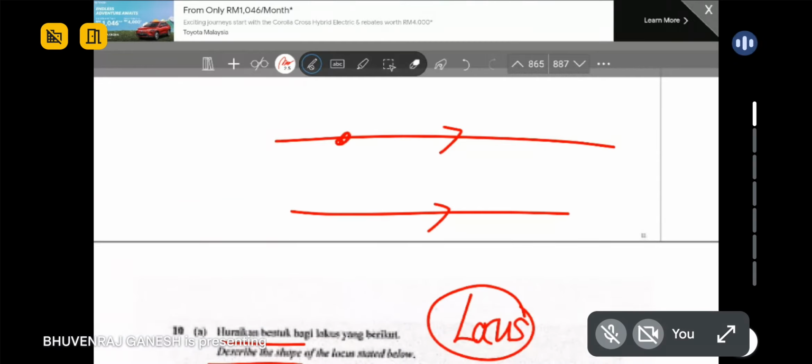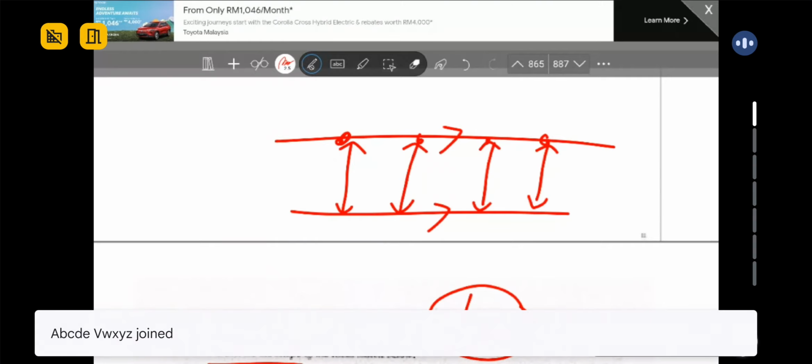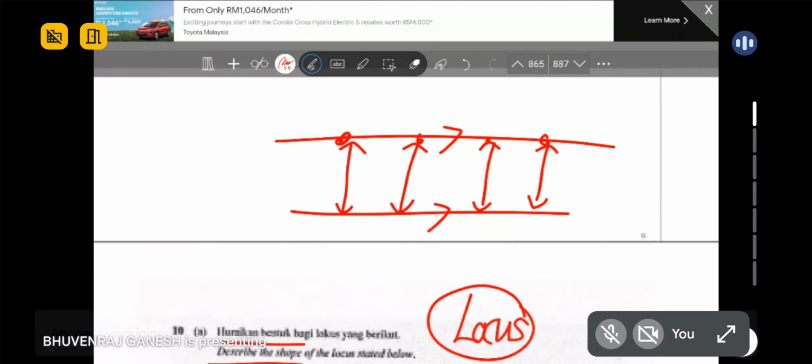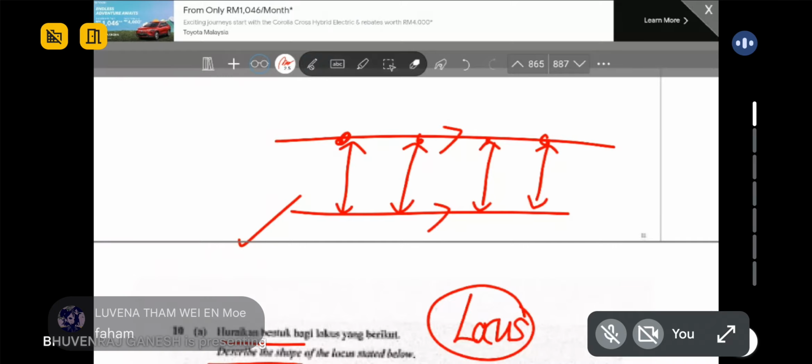If you guys got two parallel lines, the distance is always the same. Am I right guys? Kalau kamu ada dua garis yang selari, jarak dia 100% akan sama. Tak kira mana titik tu. Wherever the point is, the distance between the two lines is always the same. Jarak antara titik dengan garisan yang ni adalah sama. Faham? Do you guys see the concept?